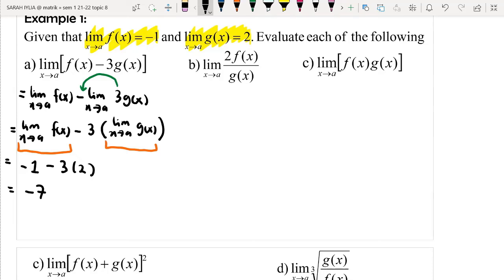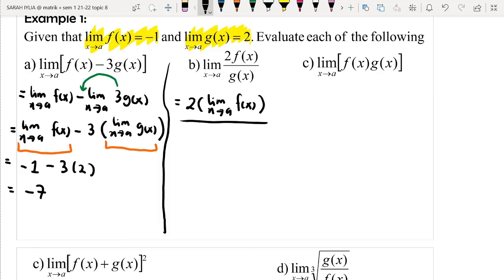Okay, we try once again. Second one, B. We have the limit of x approaches a of 2f(x) divided by g(x). So now using the quotient properties, we can split this up, and we have an extra constant 2 here. 2 tu pun saya bawa keluar siap-siap. So we have 2 times the limit of x approaches a of f(x) divided by the limit of x approaches a of g(x). And now once again we can substitute based on the info. So 2 times negative 1 divided by 2. So the final answer here is negative 1.